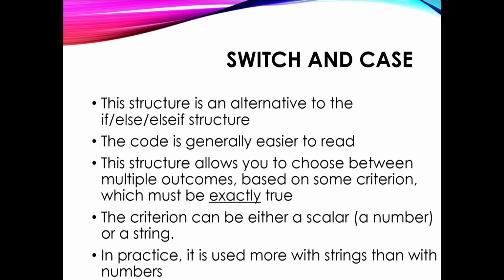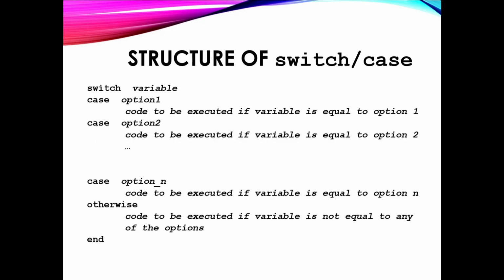The outcomes must be based on some criteria which must be exactly true. The criteria that you set can either be a scalar, which is a number, or a string. In practice, it is used more with strings than with numbers. This is the structure of a switch and case.